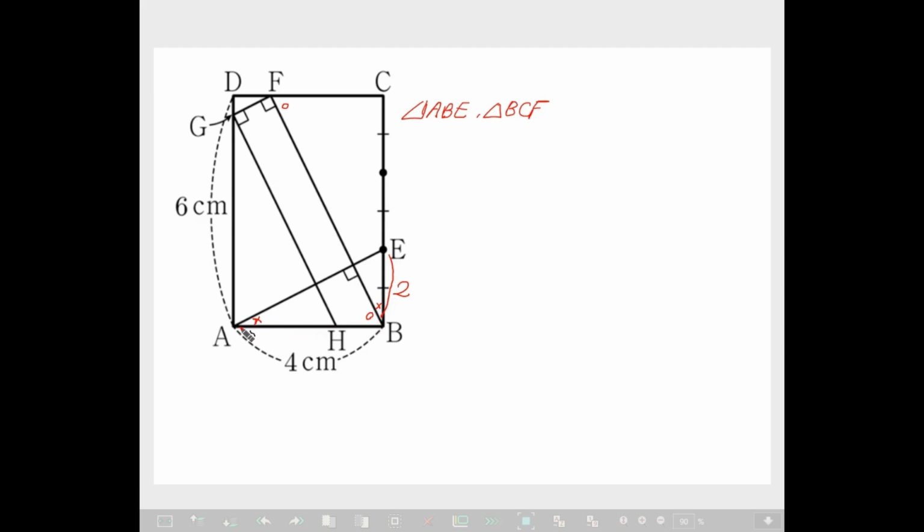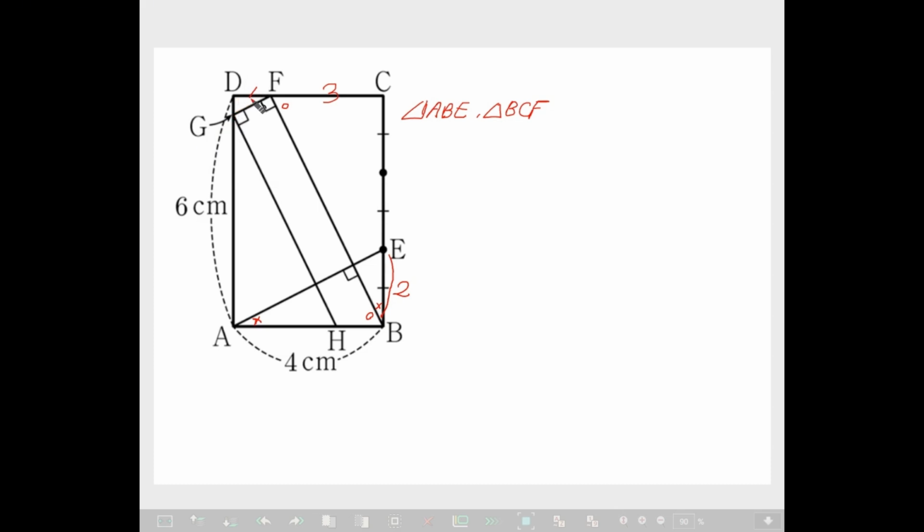EB to BA is 1 to 2. So FC to CB is also 1 to 2. That means FC is 3. Therefore DF is 1.